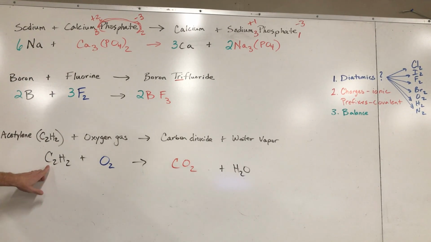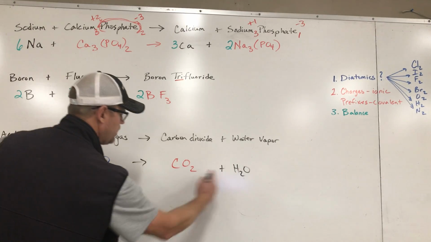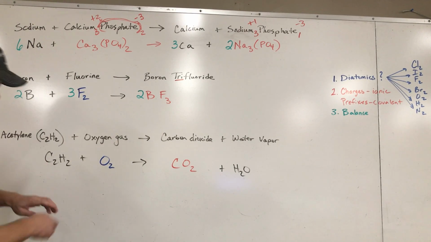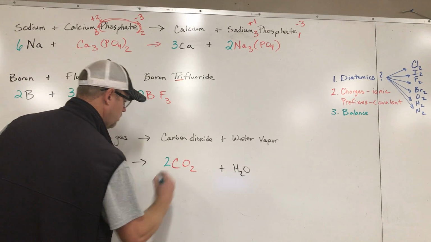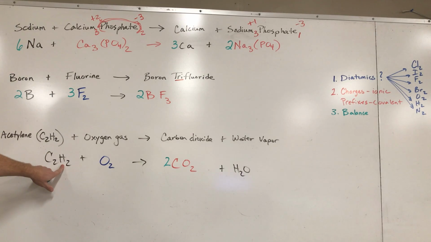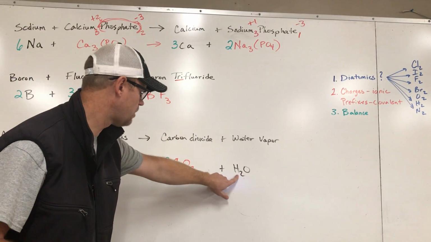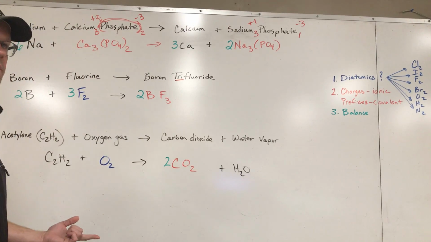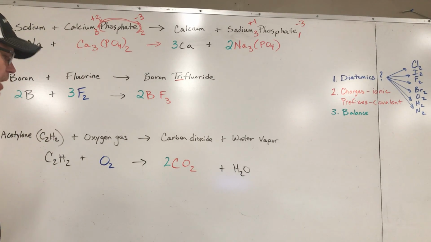This one's gonna take a little bit more effort. I've got 2 carbons on the left. I don't wanna deal with oxygen yet because it shows up in several places. I wanna leave oxygen alone till the very end. There's 2 carbons on the left, so I'm gonna have to put a 2 right here. There's 2 hydrogens on the right. There's already 2 hydrogens on the left. There's already 2 hydrogens on the right. I don't have to worry about that. That's already balanced.